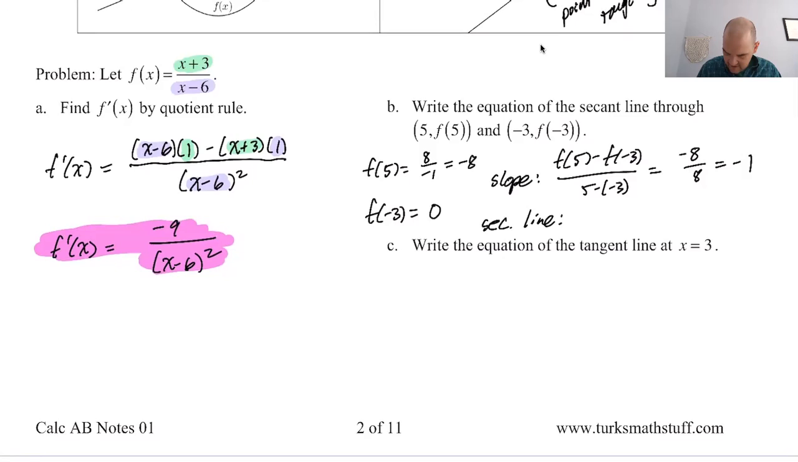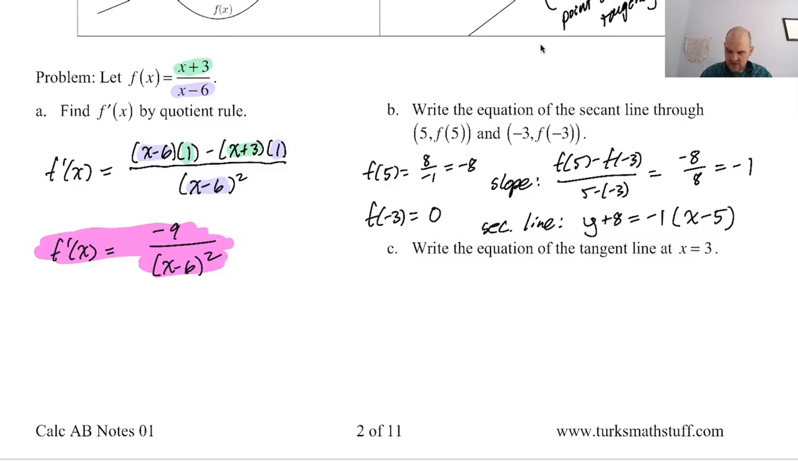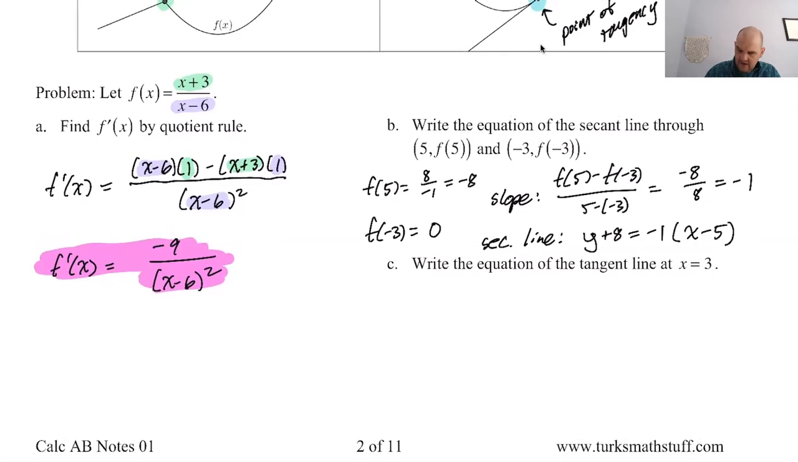So our secant line is going to be, I'm going to use, it doesn't matter which point, so I'm going to use y minus negative 8. So y plus 8 equals negative 1 times (x minus 5). Or it doesn't make a difference. You could have used, so I'm going to write it up above, I guess.